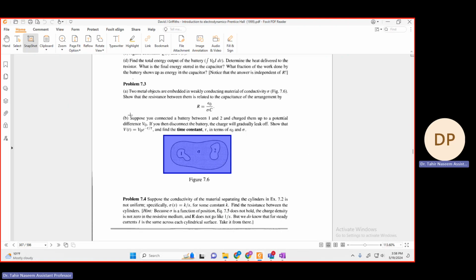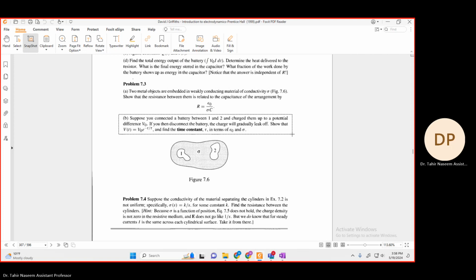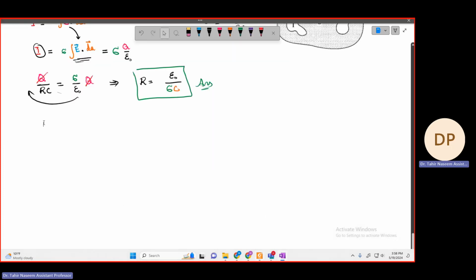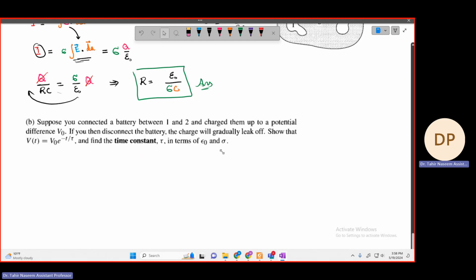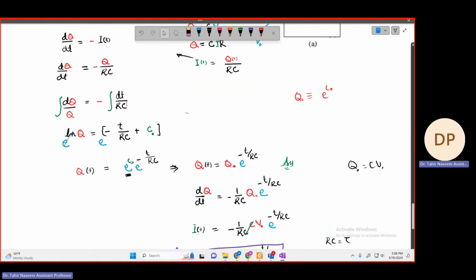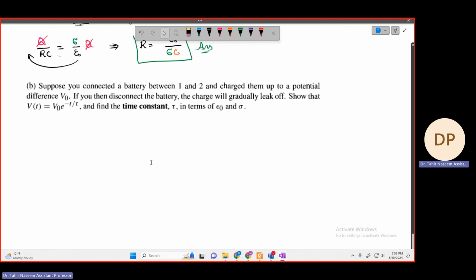there is a second part as well, and this part is very much similar to what we have done in the previous question. The same calculation is done here, right. So I will not do the whole calculation, but I will just hint at how you would do it. Suppose you connected a battery between 1 and 2 and charged them up to a potential V naught. Okay, you have charged it to V naught. If you then disconnect the battery, the charge will gradually leak off. So the charge will go away from it.